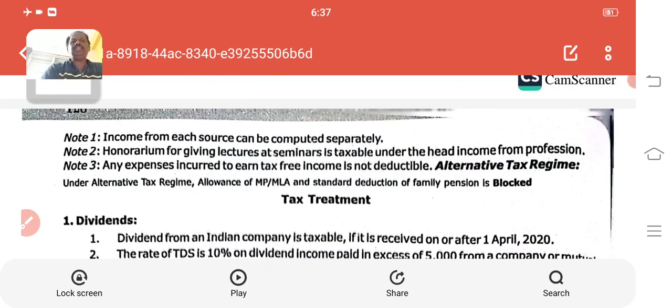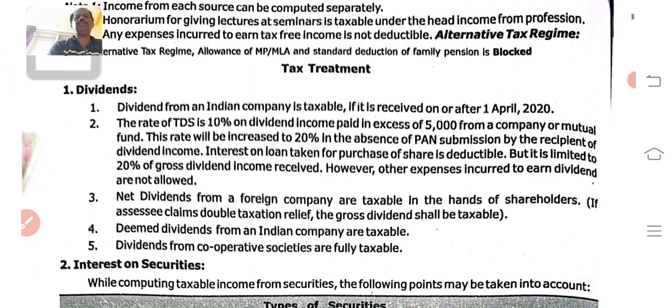Honorarium for giving lectures at a seminar is taxable under the head income from profession. Any expenses incurred to earn tax-free incomes are not deductible under the alternative tax regime. Allowance of MP, MLA and standard deduction of family pension is blocked. So let us discuss one by one. So the first item is dividend.